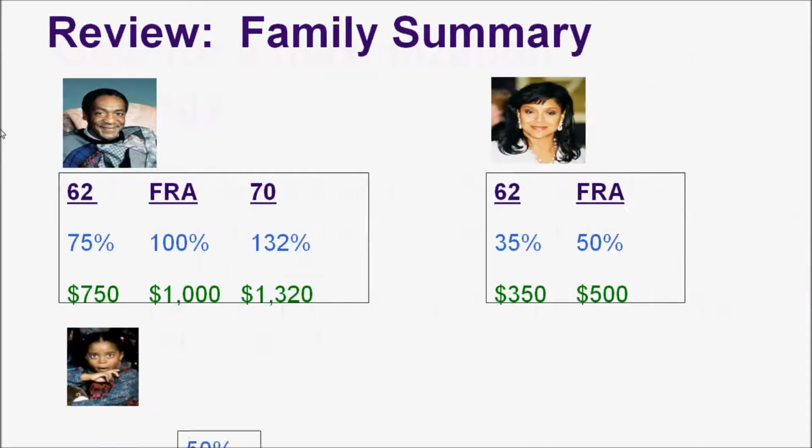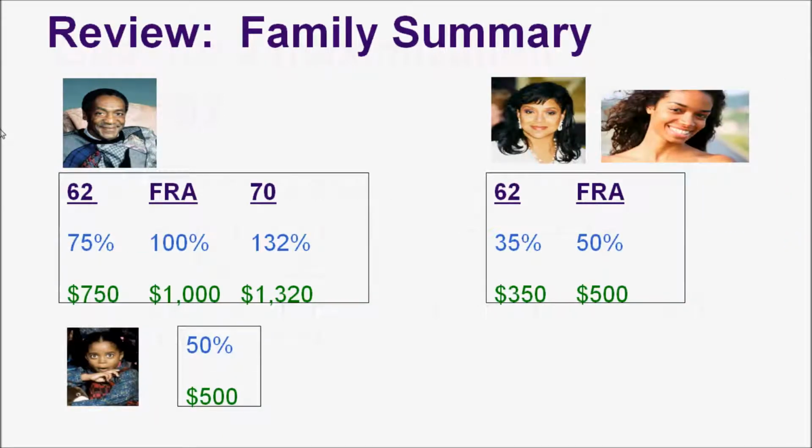Okay, let's start with a brief summary of who we're going to use as the sample case. This is Cliff. We're going to assume that at age 66, which is his FRA, his full retirement age, he's going to get 100% of his Social Security benefit, or $1,000. If he retires early at 62, he will get $750, or 75% of what he would get at his full retirement age. But if he waits till age 70, he can get 132%, or $1,320.